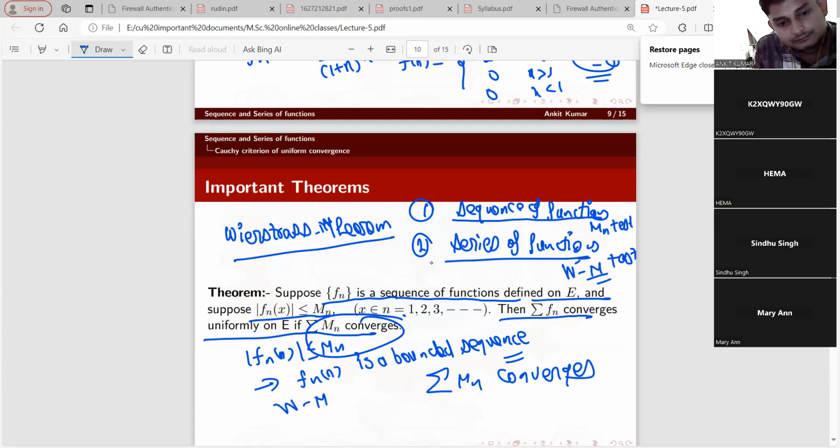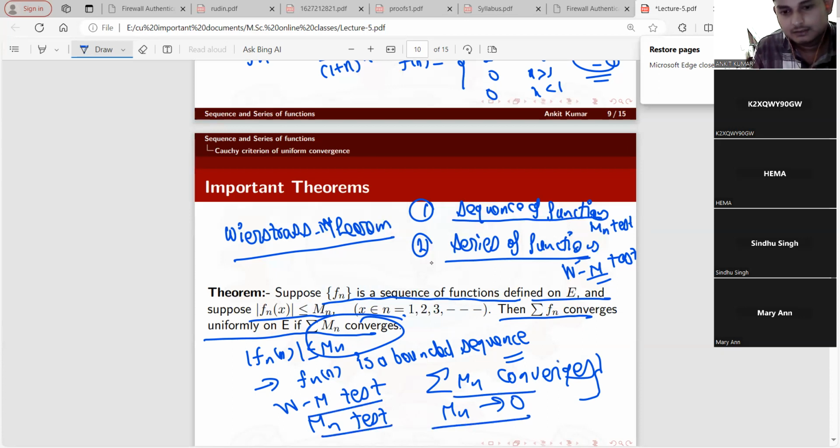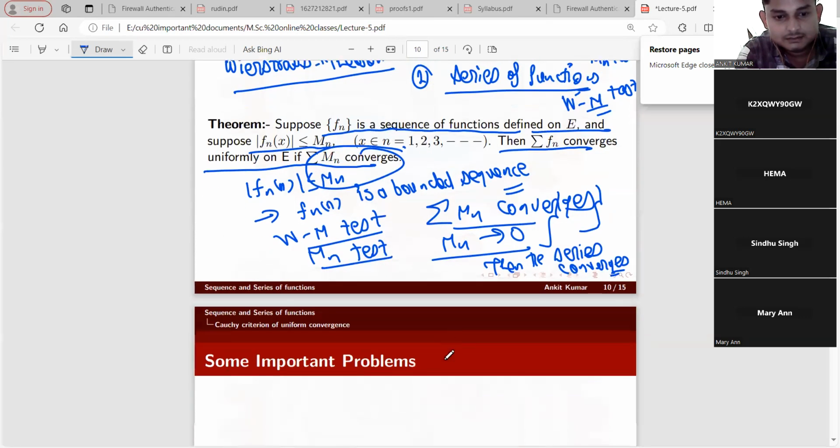In the Weierstrass M test, summation of M_n converges, and in the M_n test, M_n tends to 0. These are the two basic points. Remember: summation M_n converges is the Weierstrass M test for series, and M_n tending to 0 is the M_n test for sequences of functions. Then the series converges.